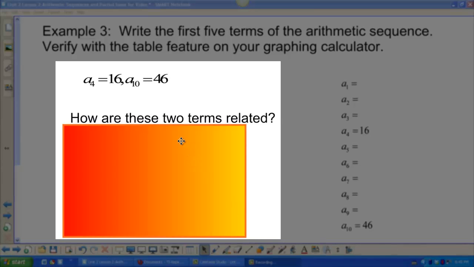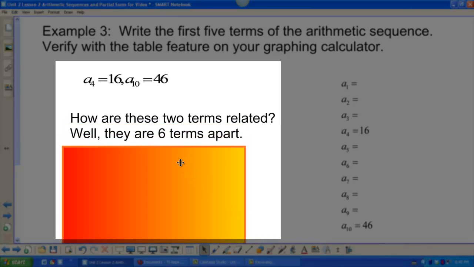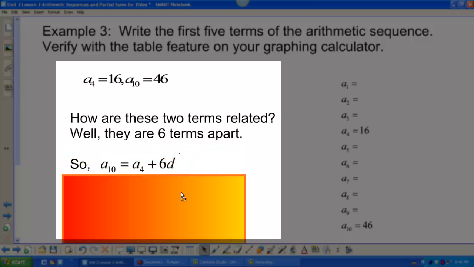Well, think of it this way. If I gave you the fourth term and the 10th term, then they're 6 terms apart. So if I wanted to find the 10th term and started with the fourth term, I would have to add 6 differences. So I would take a sub 4, which is 16, and I would have to add the common difference 6 times in order to get to 46.